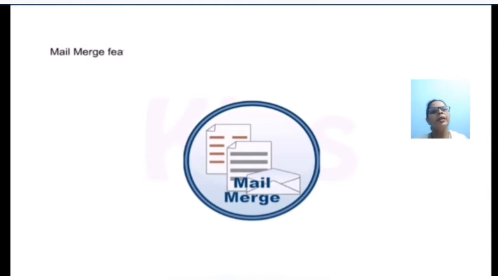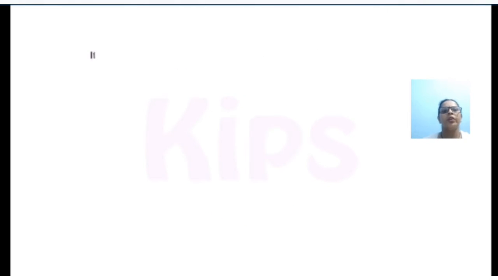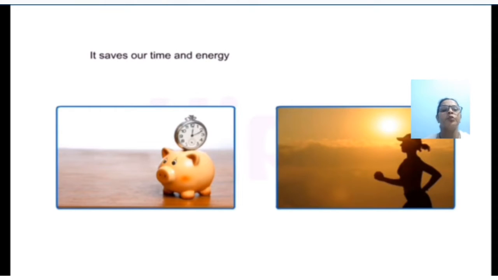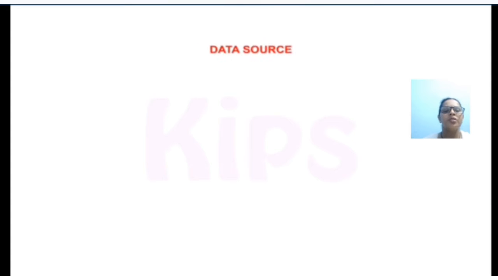The mail merge feature of Word 2016 is used to combine a data source, which contains all the addresses, with the main document. So it saves our time, effort, and energy to send letters to multiple addresses. Data source: what do we mean by data source?